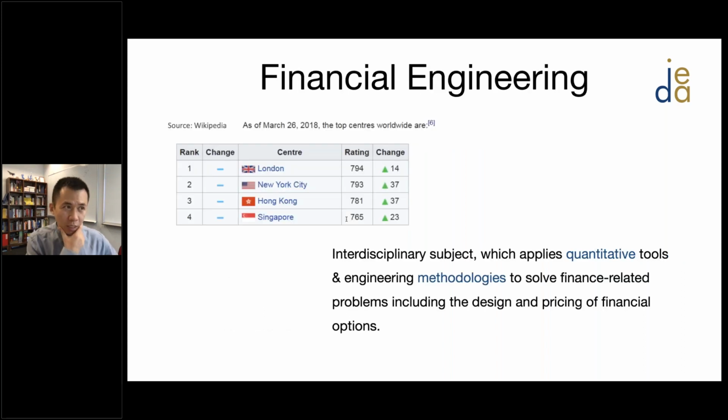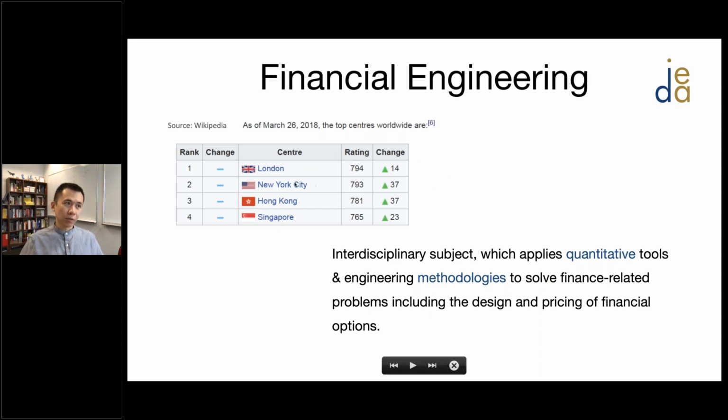Okay, so financial engineering, as I said, is an interdisciplinary subject that applies quantitative tools and engineering methodology to solve financial related problems. For example, the design and pricing of financial options is a very typical application, just to give you some idea.